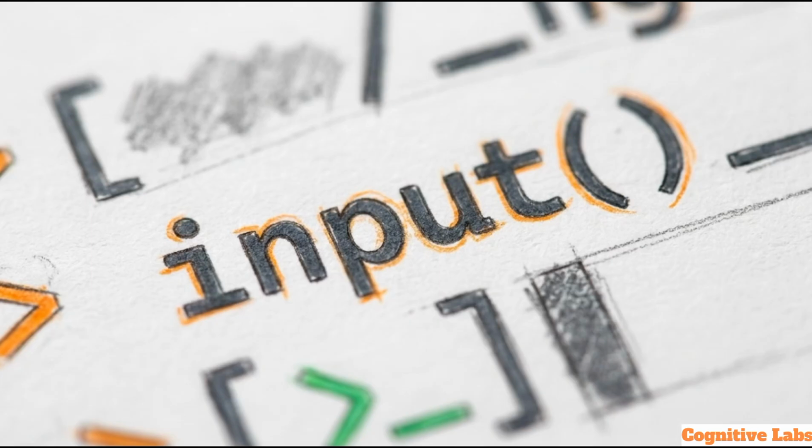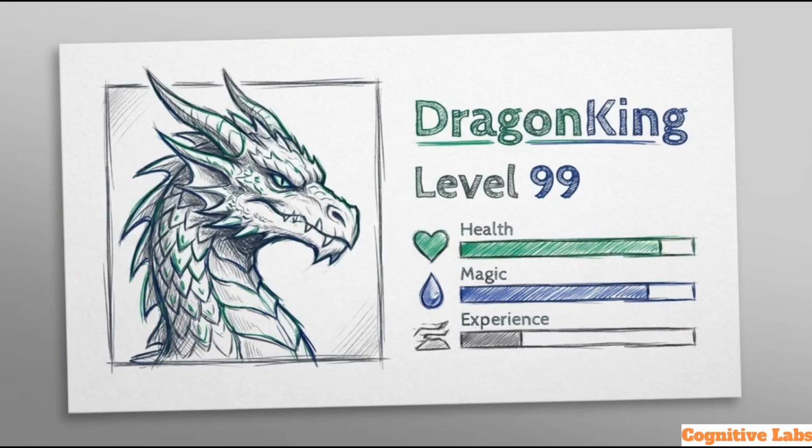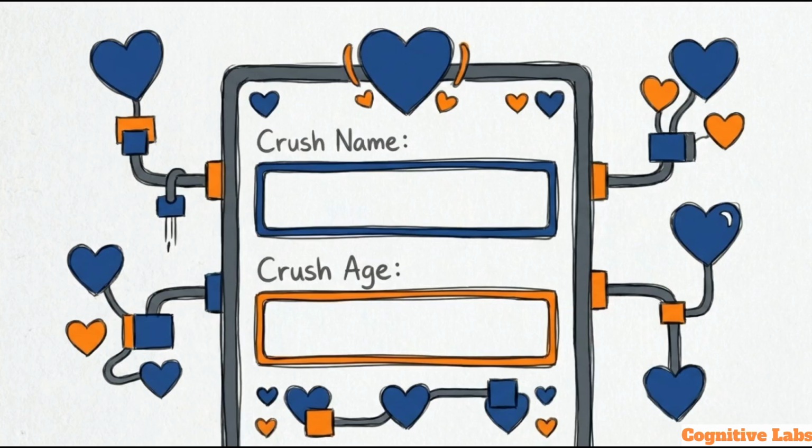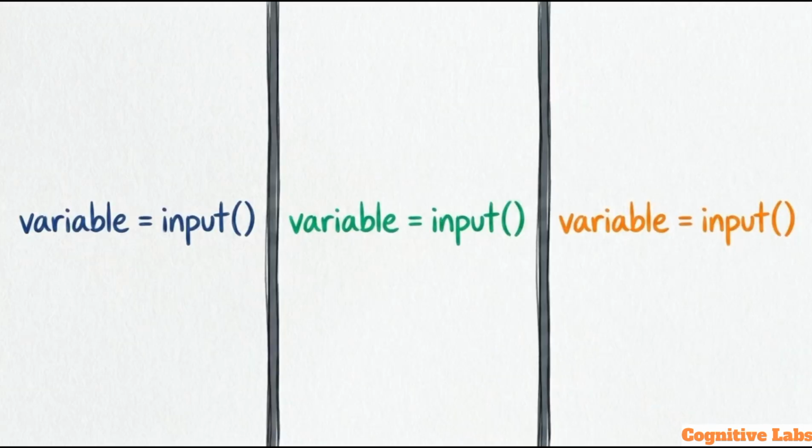This exact logic applies to any concept you can imagine. Instead of a student profile, you could prompt the user for a gamer name and level, or build a crush profile generator asking for a name and age. The underlying Python syntax is identical. The only limit is the specific data you decide to request from the user.